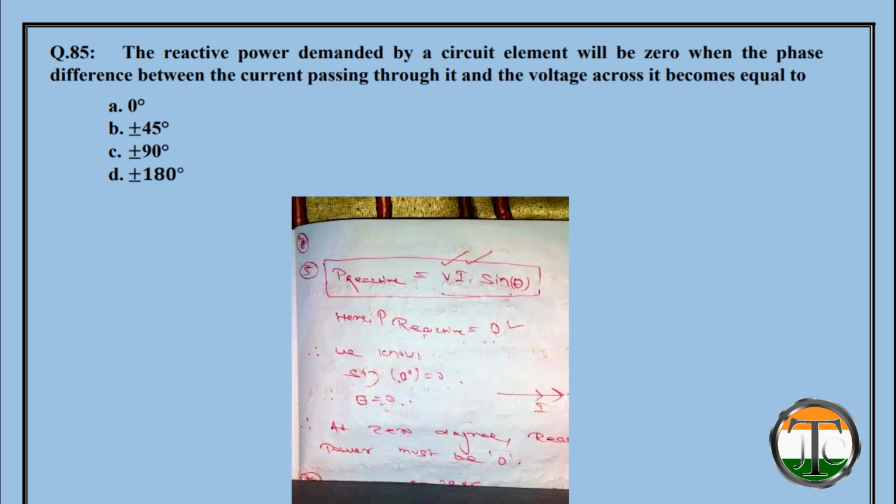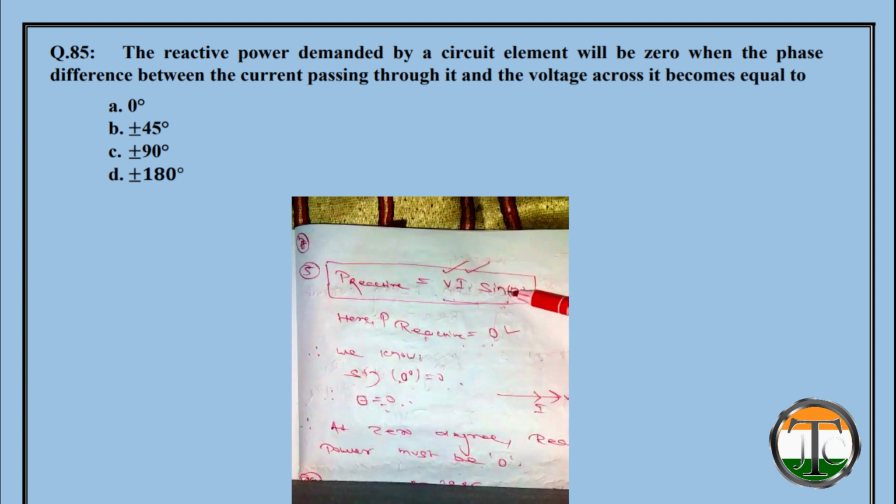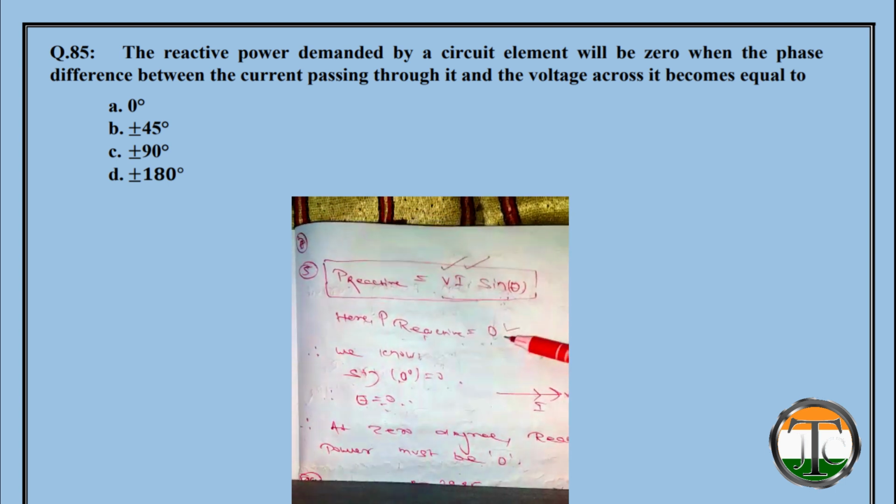So in this question the reactive power value is 0, and the question asks us to find the angle between voltage and current when the reactive power is 0. That angle is theta. We know the reactive power formula is nothing but VI sin theta. Reactive power 0 means this term will be 0, and this term will be 0 when theta is 0, because sin 0 degree is 0.